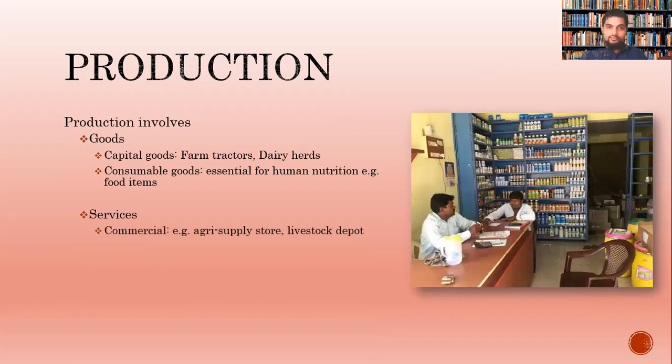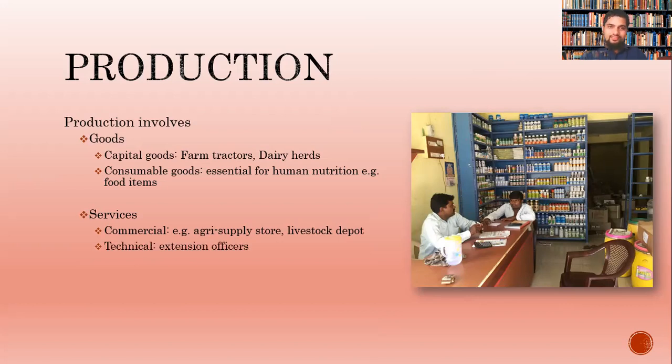And for the services, we have commercial services, for example, an agri-supply store. That is where farmers will go and purchase the farm equipment that they need. They will purchase the chemicals, the pesticides and so forth, and the fertilizers. They will go to the agri-supply store. So that's a commercial service. And then we have the livestock depot, which will be places that sell things like broilers that farmers will go and purchase.